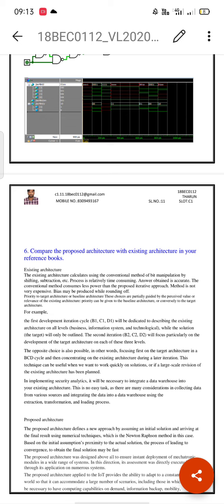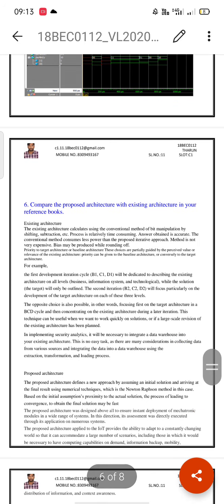And the existing architecture calculates using the conventional methods of manipulation by shifting, subtraction, etc., and the process is relatively time consuming, and the answer obtained is accurate, and the conventional method consumes low-level processing that is proposed in an intensive approach, and the method is not very expensive, and bias may be produced while rounding off. And this is the example for those existing architectures.